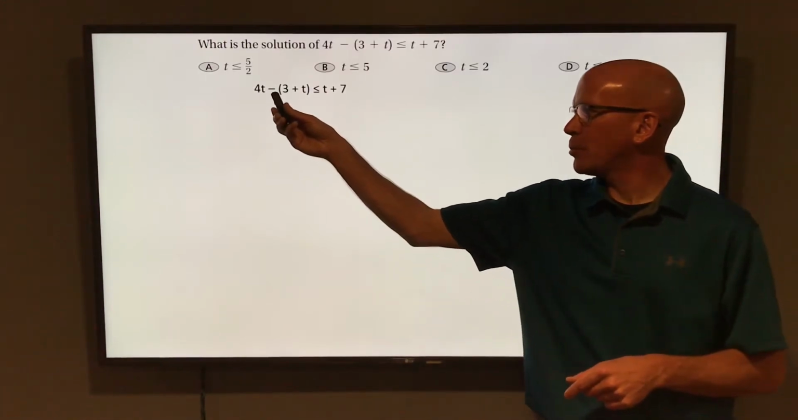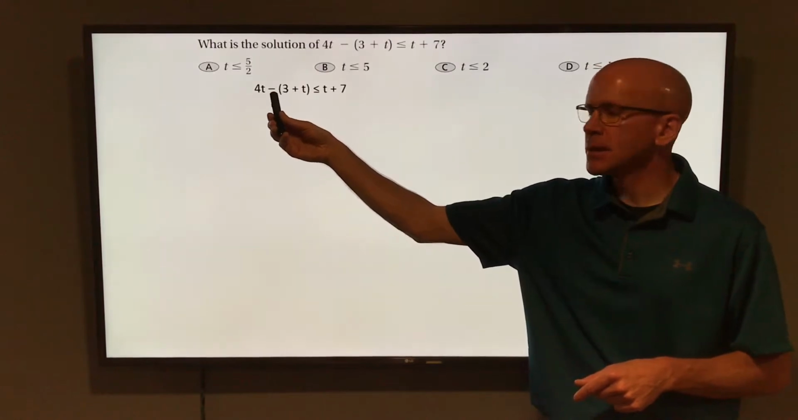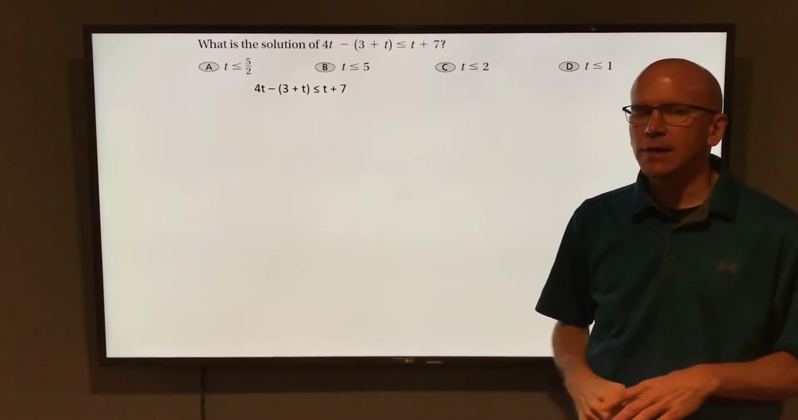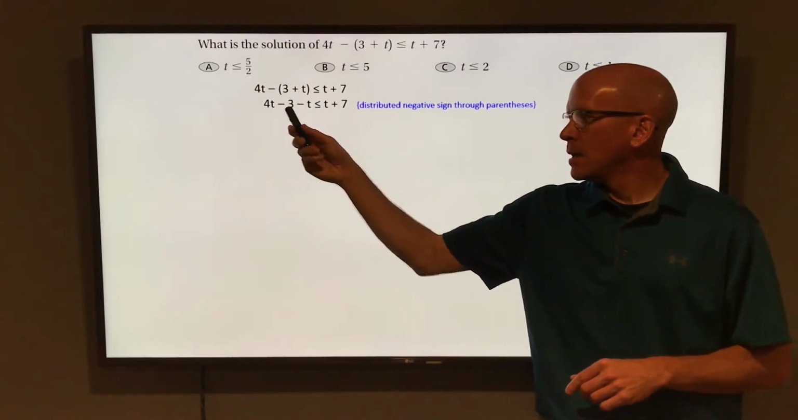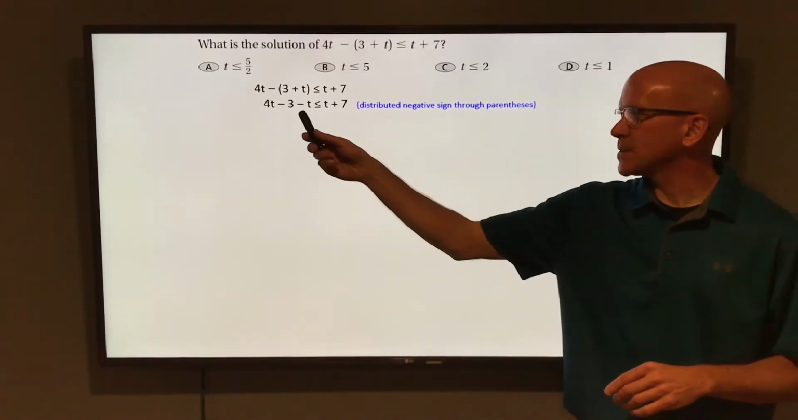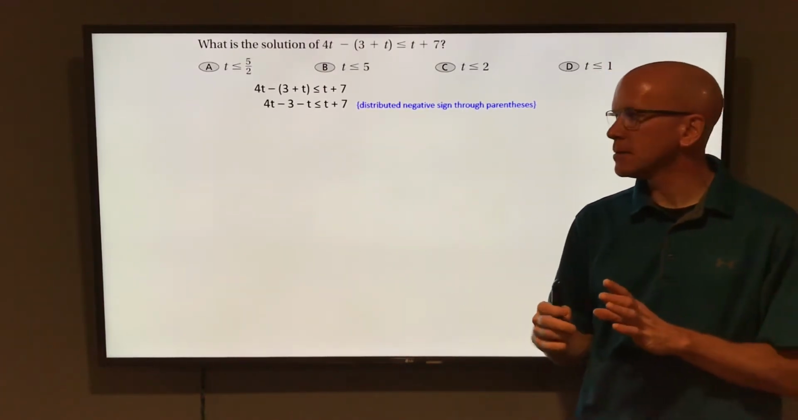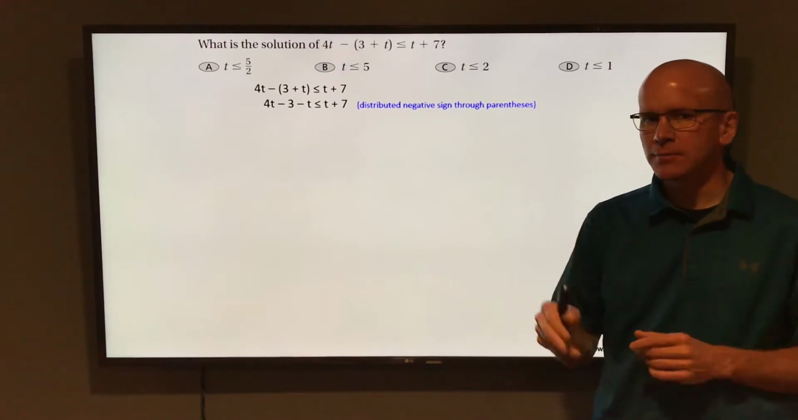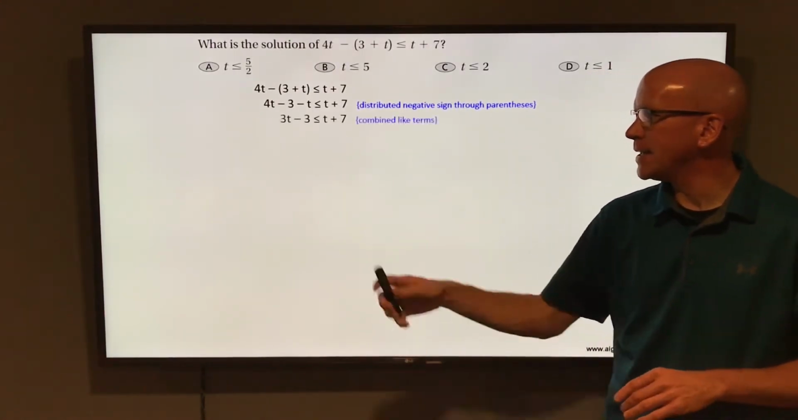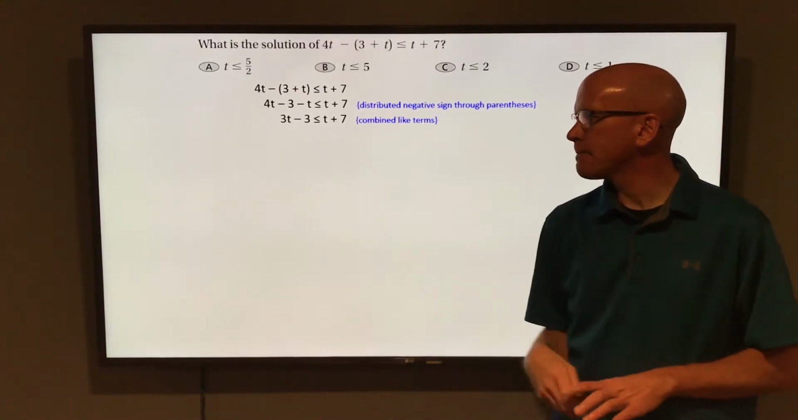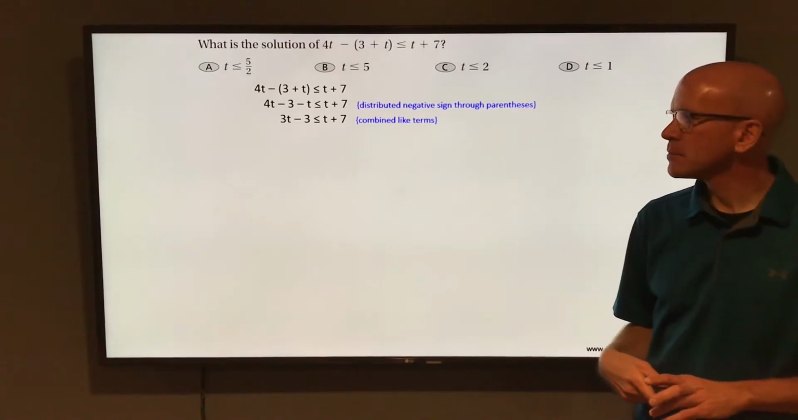First step is to remove the parentheses. To remove the parentheses, you have to distribute this negative sign through that set of parentheses. Take the negative of 3, it's negative 3, and the negative of t, that would be negative t. Now, we have like terms on the same side. It's always good practice to combine the like terms on the same side before you go moving items all over the place. So if you have like terms on the same side, combine those first. 4t and negative t, if you combine those, it'd be 3t. Still, minus 3 is less than or equal to t plus 7.